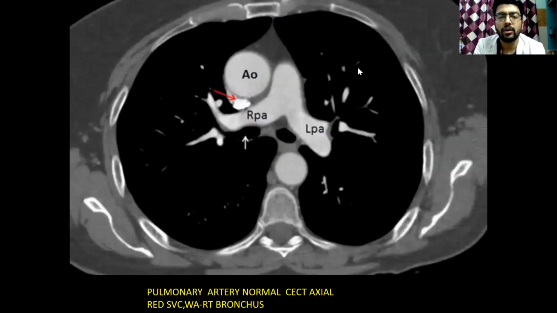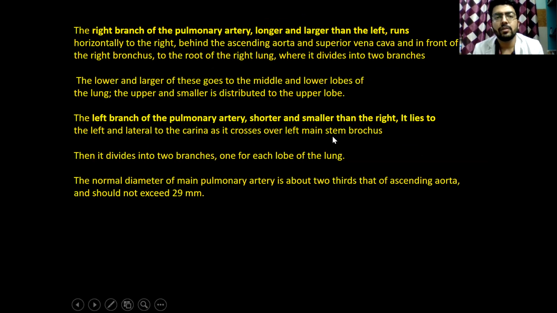So this is the aorta. This is the right pulmonary artery, left pulmonary artery. The right branch of the pulmonary artery, longer and larger than the left, runs horizontally to the right, behind the ascending aorta and superior vena cava, in front of the right bronchus, to the root of the right lung, where it divides into two branches. The lower and the larger of these goes to the middle and lower lobes of the lung. The upper and the smaller is distributed to the upper lobe.